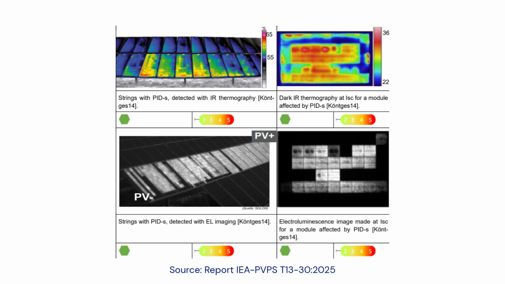Modules with p-type cells degrade in negative polarity strings, whereas modules with n-type cells in strings with positive polarity. The degradation is accelerated by elevated temperature, humidity, rain, surface wetting, condensation, and soiling. Polarization degradation is caused by the buildup of surface charges on the cells, which results in a current loss.